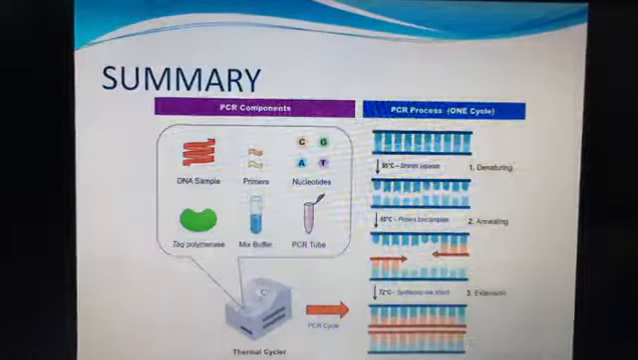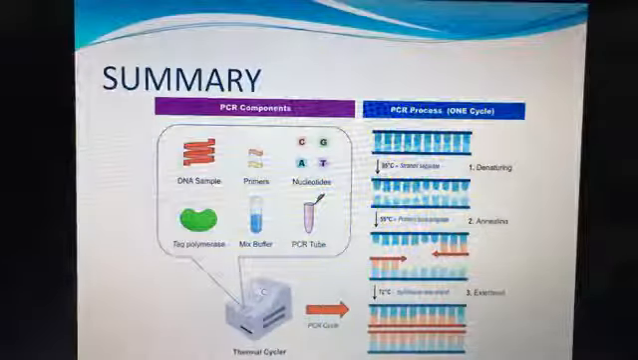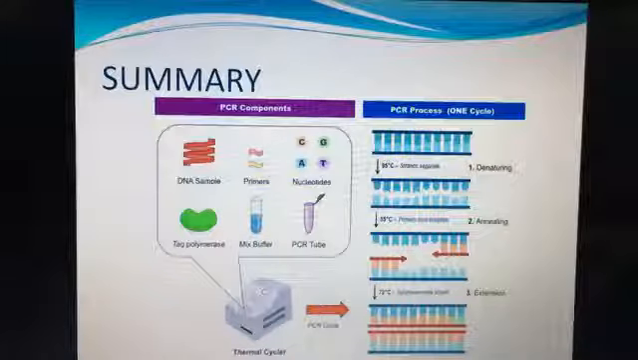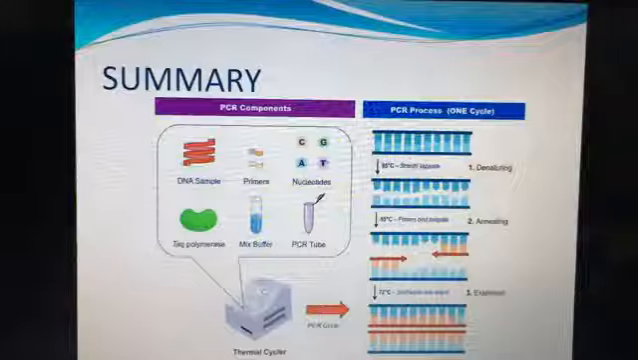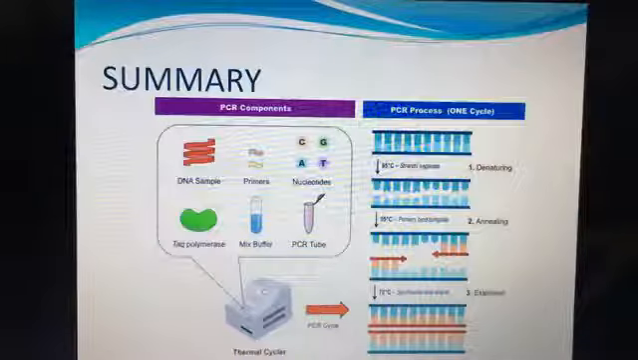Now the summary of polymerase chain reaction. You can see the thermal cycler which consists of PCR mixture containing Taq polymerase, DNA samples, primer, etc. Here one cycle is shown consisting of denaturation, annealing and extension stages.